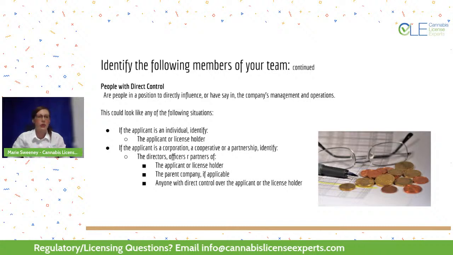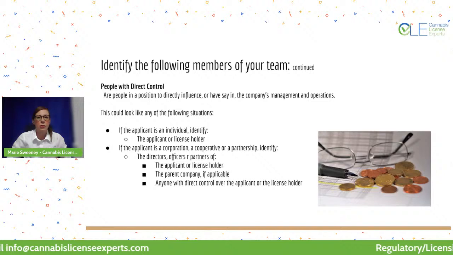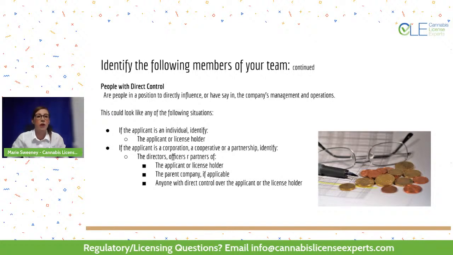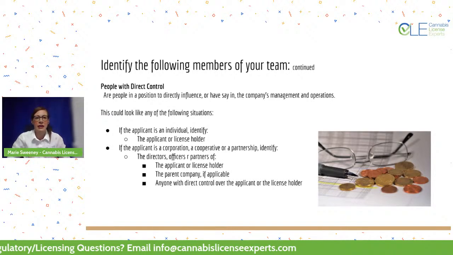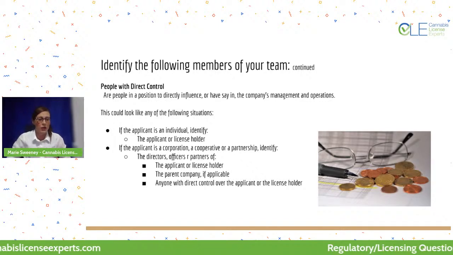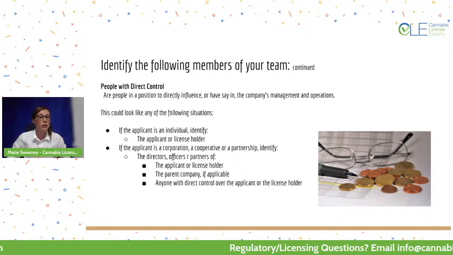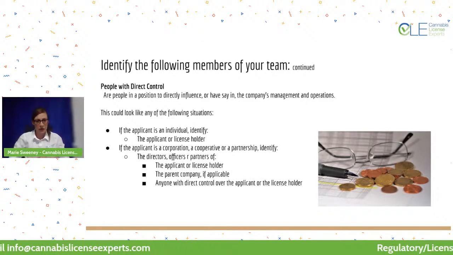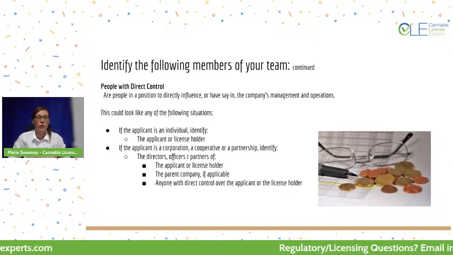And then you also have to list, and this is where people get a little bit stuck, I think, people with direct control. When trying to identify who these people are, think about it this way: are they in a position to directly influence any decisions made by company management and operations? So if you have an investor who says, if you don't do what I want, I'm going to pull my funding, and that could influence your decision making process because they have invested that amount of money, then those people are also going to require security clearance.